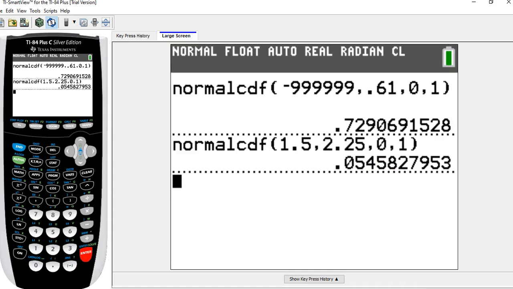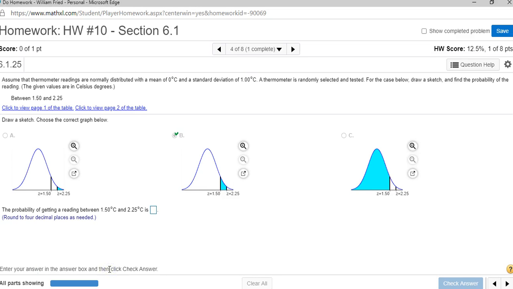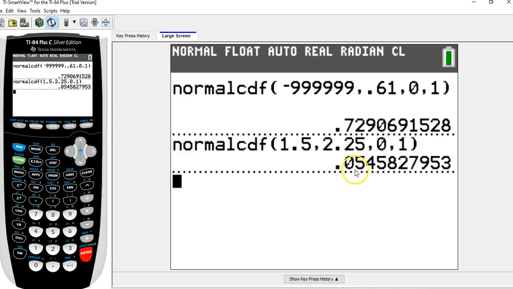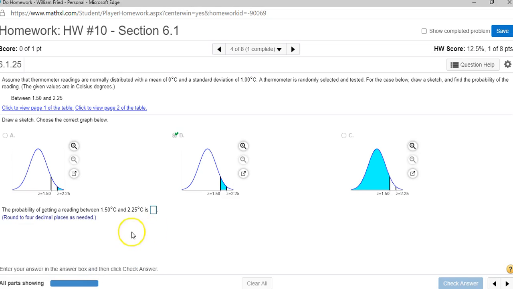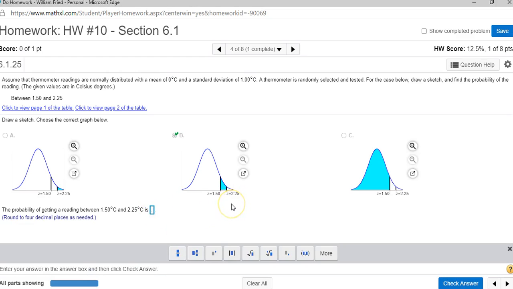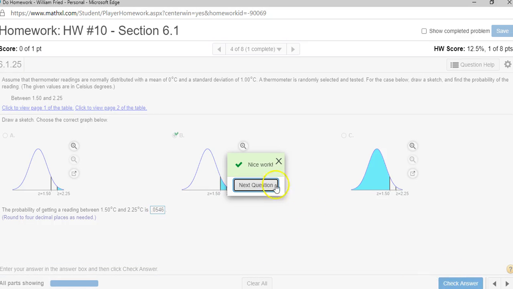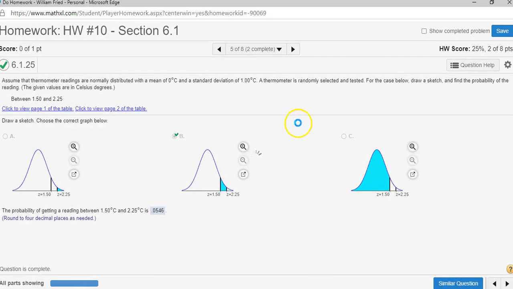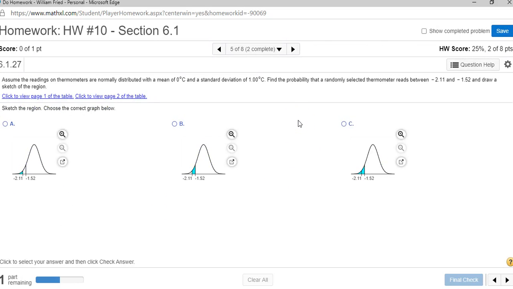How many decimal places did they want? Let's see. 4 decimal places. Okay, 4 decimal places. 0.0546. Check answer. Nice work. Okay, good. Let's see. What does this one say? Oh, okay. Let's do this one.